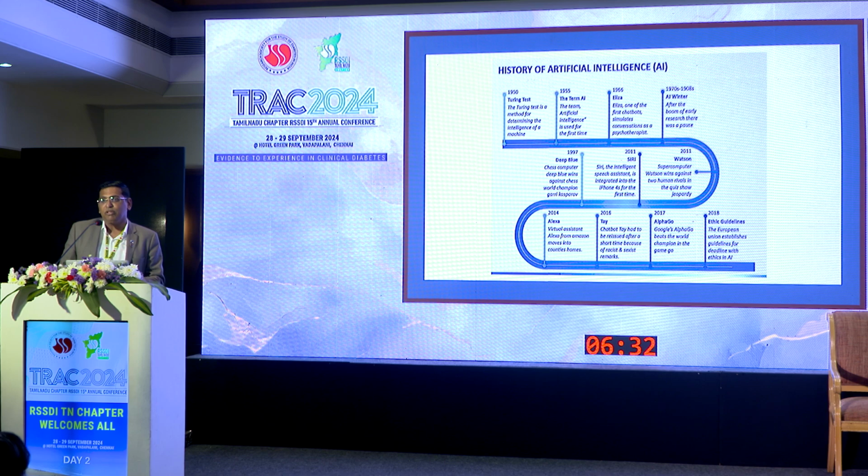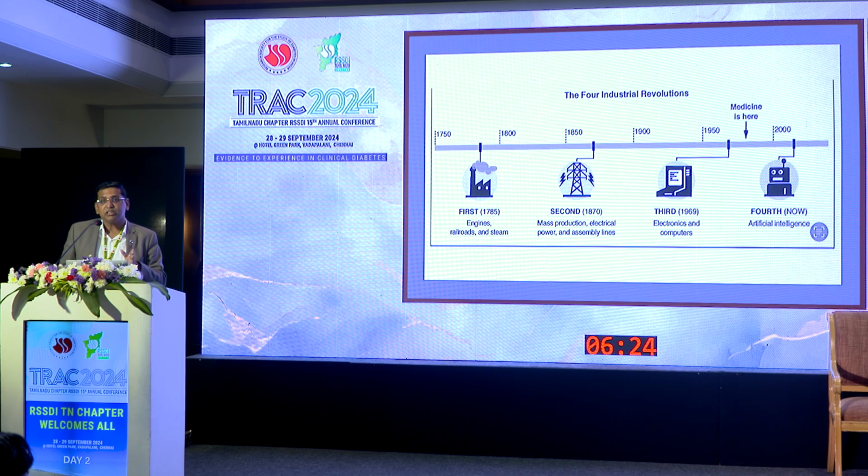2010 was the era when we saw a lot of noise about ethics coming into play in AI, which Dr. Alok Modi will tell in the end. To me, these are the four industrial revolutions. The first came with engines and railroads. The second was with mass production, electrical power and assembly lines. Third was with electronics and computers, as I have told you, in 1970. And fourth is right now with artificial intelligence. So this is the fourth industrial revolution.